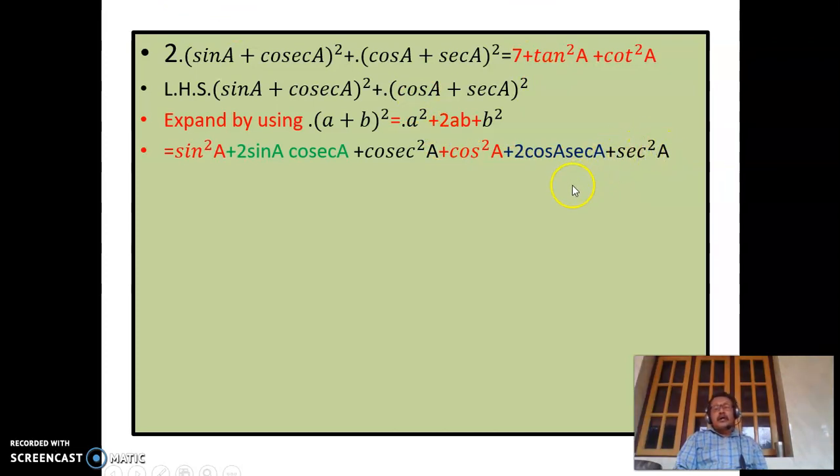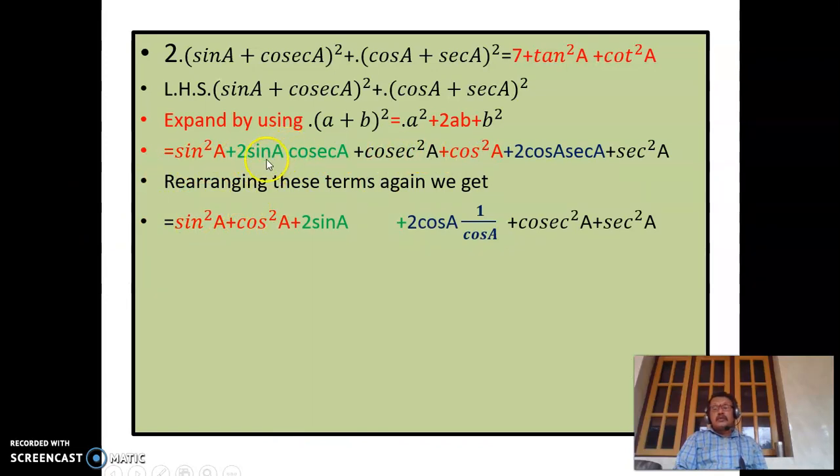Now rearranging these terms, sin squared A plus cos squared A is 1. Then 2 sin A cosecant A: cosecant A can be written as 1 by sin A, so sin A can be cancelled, and we will get 2. Here also, similarly, secant A can be written as 1 by cos A, cos A cancels, and you will get 2.